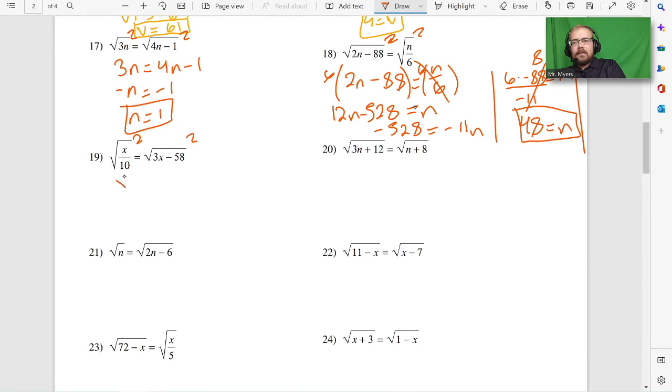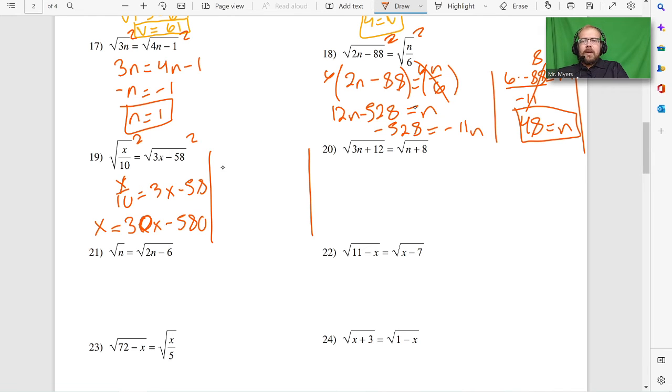Square that, x over 10, 3x minus 58. Now we're going to times everything by 10. So if we times that by 10, it cancels the 10 in the denominator. Times that by 10, 30x, times that by 10. Everything just kind of gains a 0, right? So multiplying by 10 is not too bad. Then we subtract 30x, so we'd get negative 29x is equal to negative 580. And again, you don't even have to multiply that by 10, but it's not that big of a deal because you're just adding a 0, right?